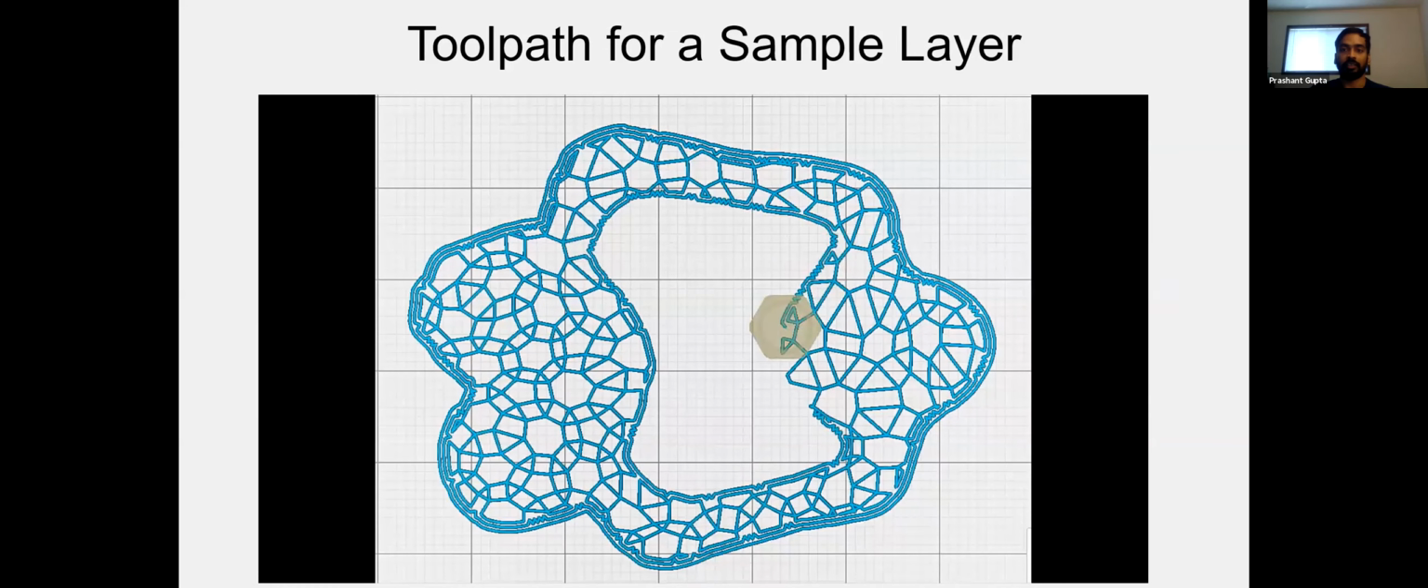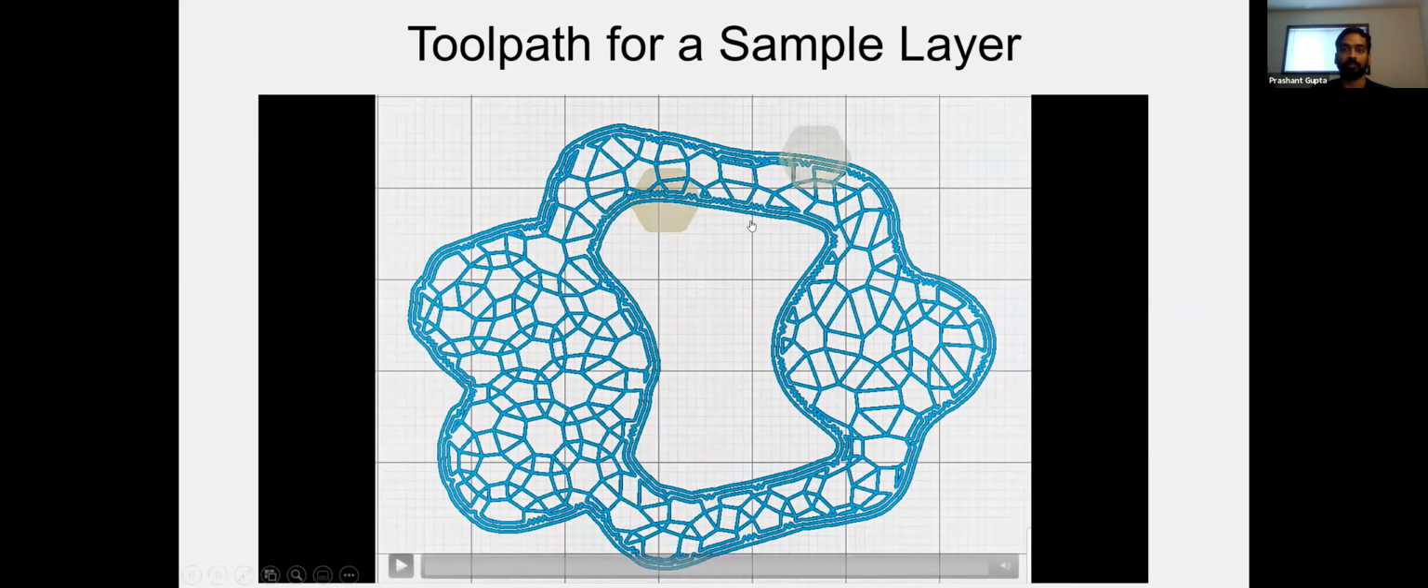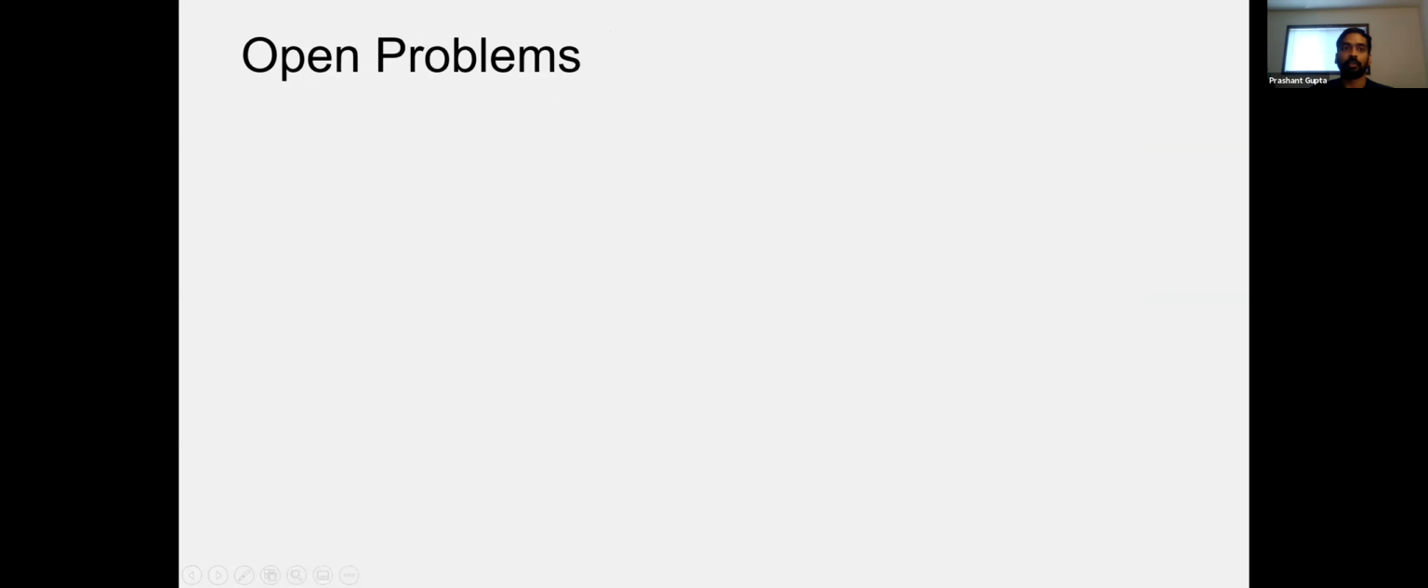Then we add the inner zigzag parameter and the regular parameter for the whole, just to keep the good quality finish. So that's what we have about the problem. Now I'm going to talk about some of the open problems that come out from our work.